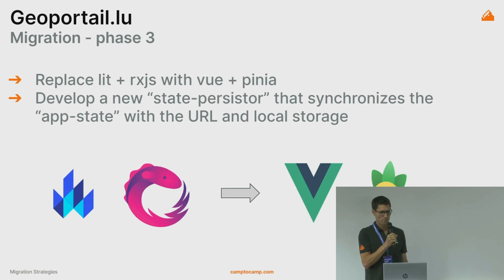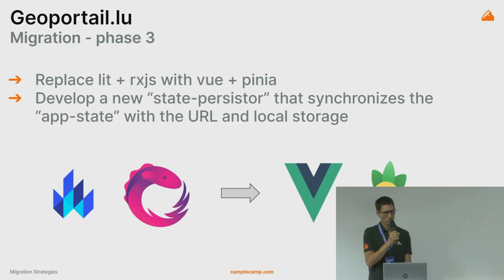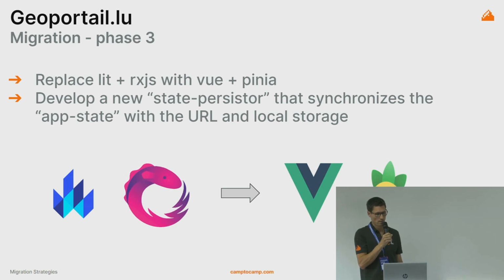This brought us to the third phase, where we did more or less a migration within the migration. We switched from Lit and RxJS to Vue and Pinia. This was on the one hand due to the fact that the customer had more know-how in-house on Vue than on Lit. And on the other hand, because we realized with this new application from scratch, we were really free to choose what we wanted as technologies. And we went on this track.